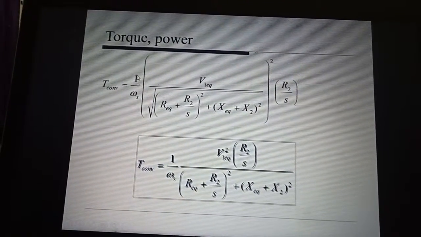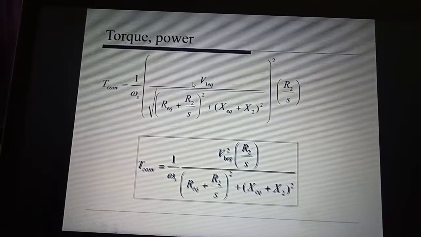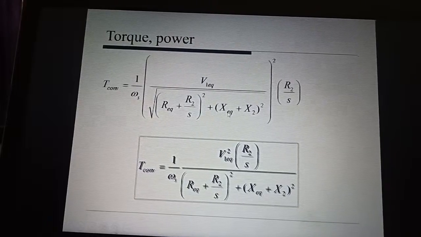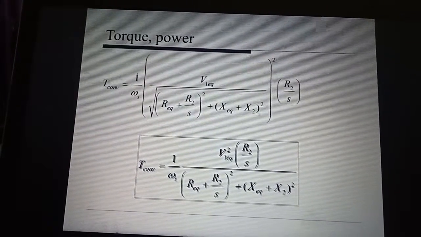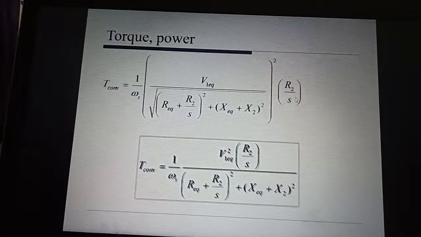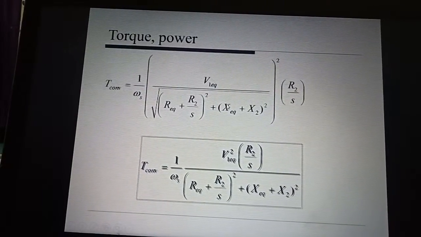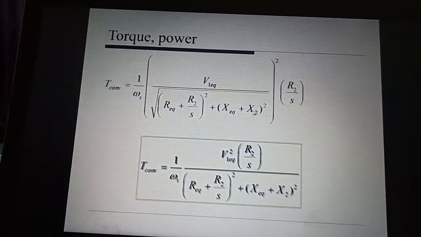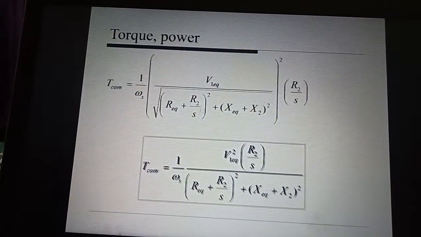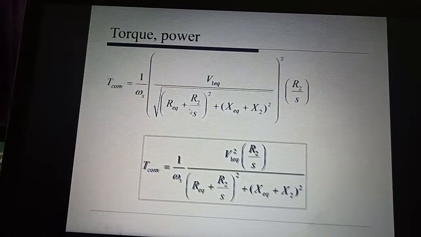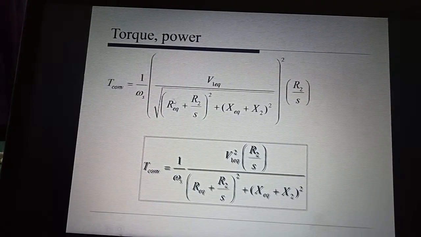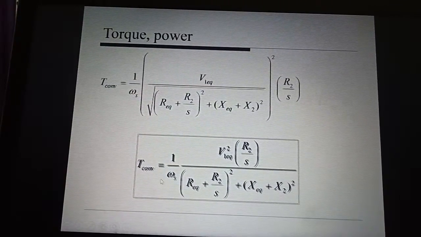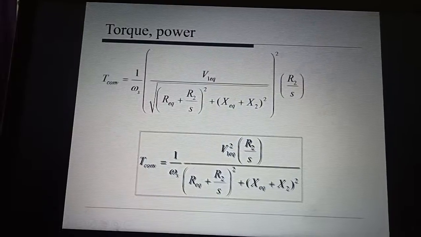The torque is 1 by omega s into V by R equivalent plus R2 by S whole square plus X equivalent plus X2 whole square, into R2 by S. R2 is the rotor resistance, X equivalent is the reactance of stator and rotor, X2 is the rotor reactance, and R2 by S is the mechanical load equivalent of the electrical parameter, R equivalent. So what does it mean? From this you can solve here. This is the final expression for torque.